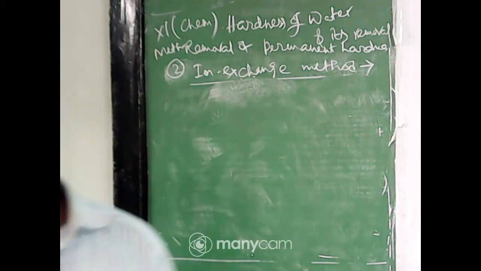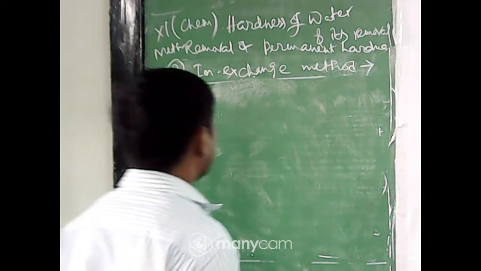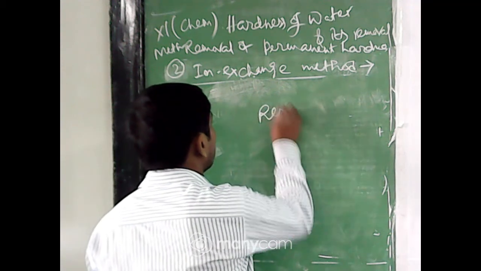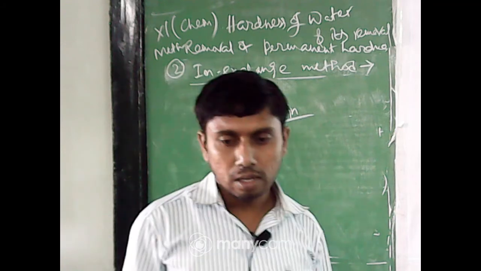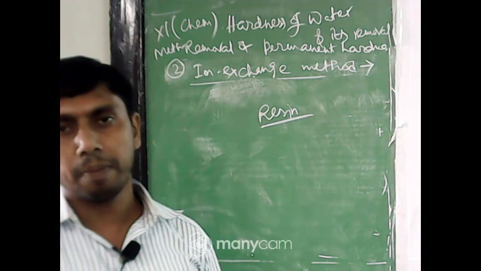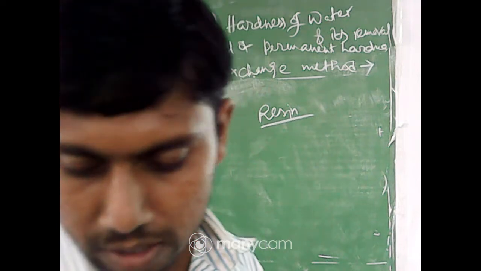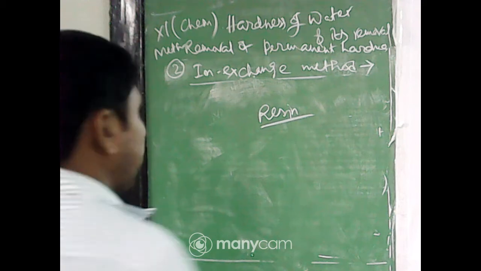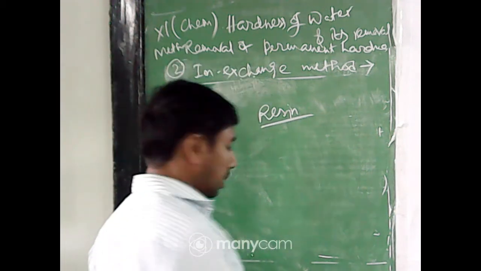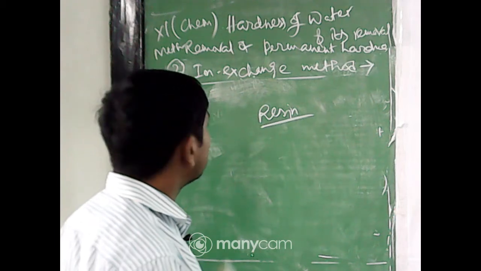Third one is the resin method. What is resin? Now resin may be formed organically, that is by nature. In different plants you can see the resin. It is a hard substance, and it can also be produced synthetically. Now in the preparation of soft water from hard water, we will use the synthetic resin method.